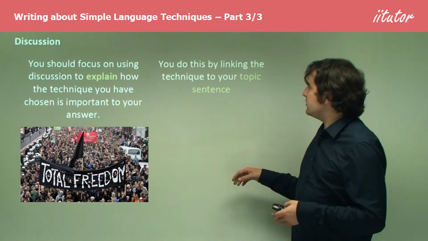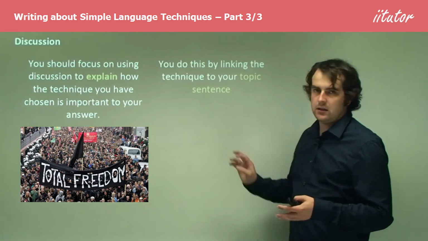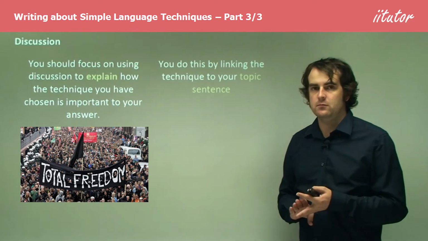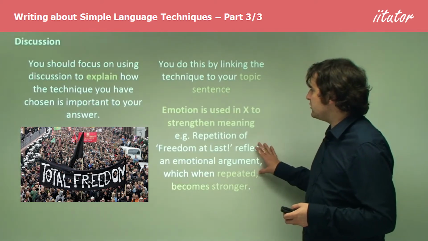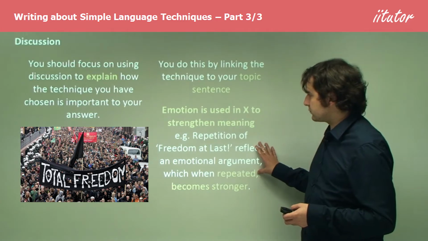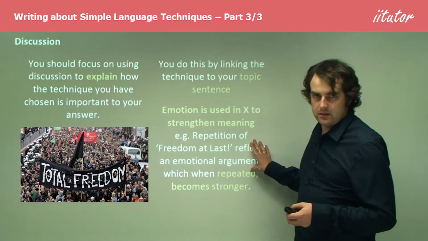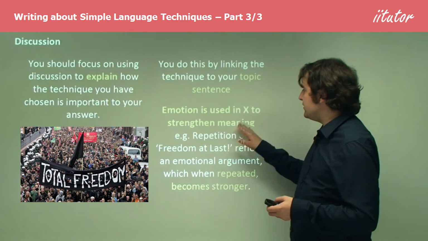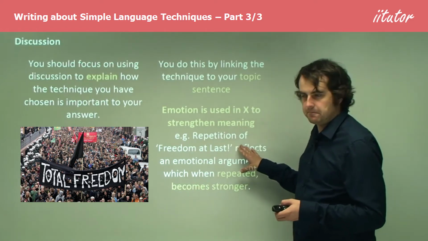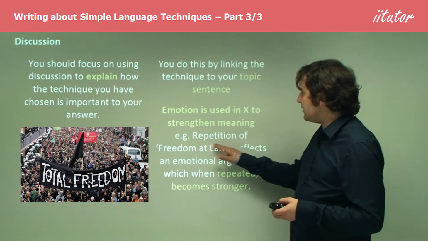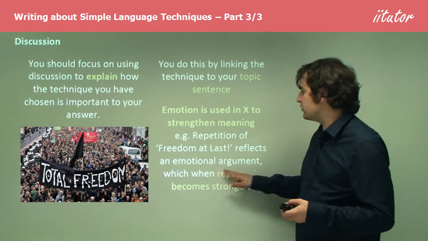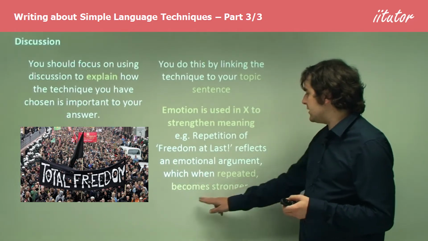So, for instance, you can do this by linking the technique to your topic sentence, and this is how you should really be trying to do it. Emotion is used in X to strengthen meaning. All right, that's my topic sentence. Emotion is used in this text to strengthen meaning. And I'm using my evidence here, I'm using my language technique. Repetition of "freedom at last" reflects an emotional argument, which when repeated becomes stronger.